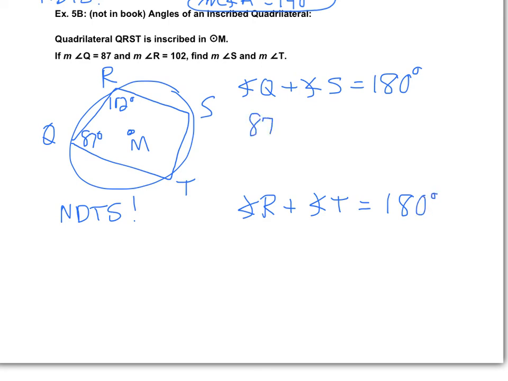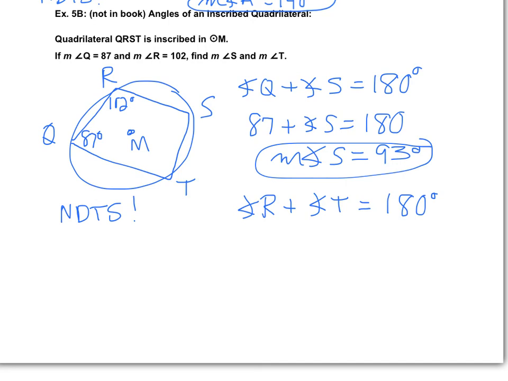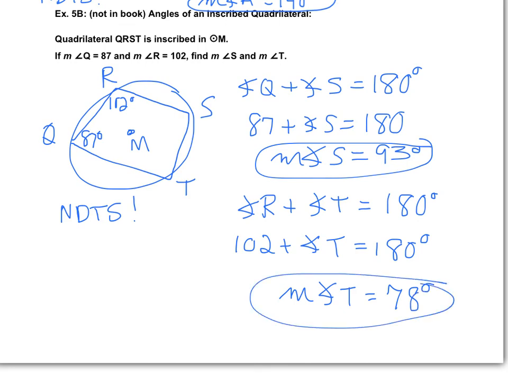We know Q, we need S. Subtract, and angle S has to be 93 degrees. Measure of angle S, that is 93 degrees. And plug in what we know here. R is 102. Angle T is our unknown, but not for long. We subtract, and the measure of angle T has to equal 78 degrees. That's it for an inscribed quadrilateral, you guys.